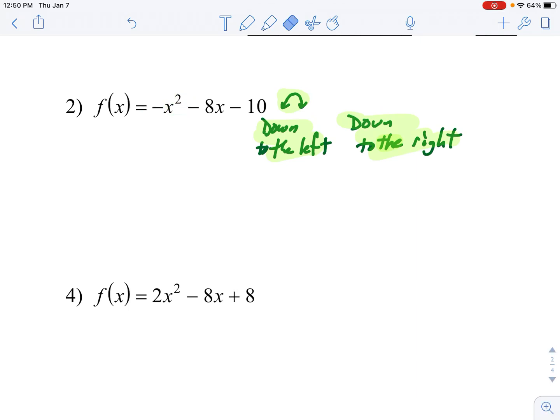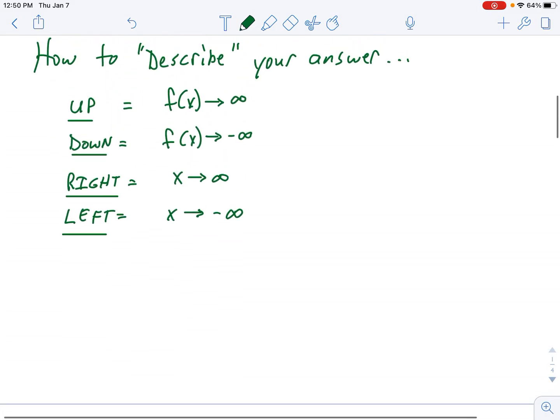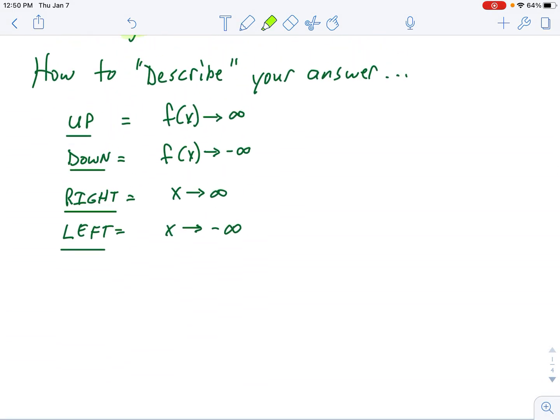Unfortunately, in the world of algebra and higher level math, we don't describe things like this in words. Heaven forbid you actually use words. We use math symbols. So here's a little reference for you, something you're going to want to come back to. The symbols that we're going to use. So up looks like this. F of x arrow infinity, or f of x goes to infinity.